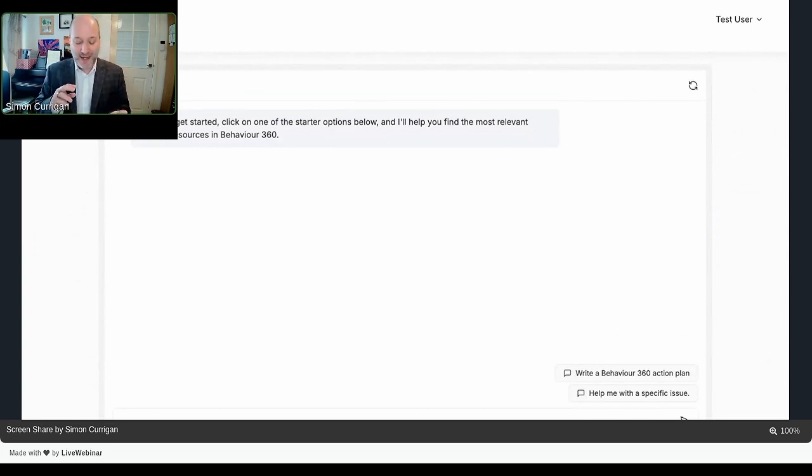You're going to tell it what support I need with individual and small groups, what whole school training I'm after, and you can tell it what I want my future staff to learn, and Behaviour Bot will go away and do the hard work. It knows about lots of the resources in Behaviour 360.